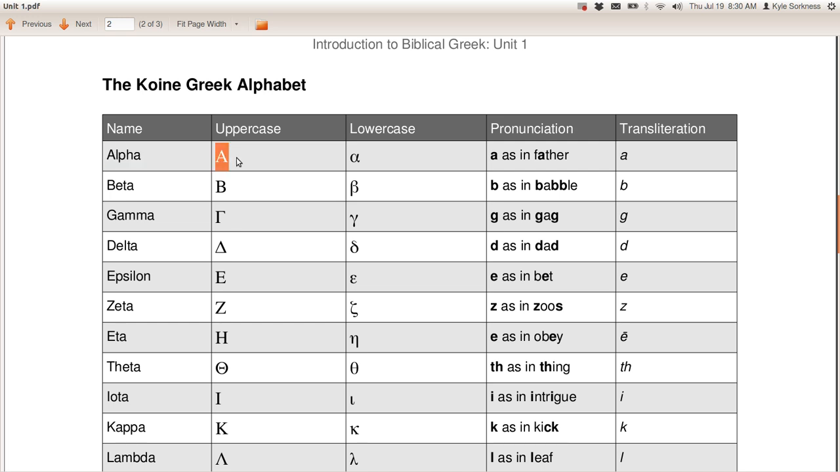It looks just like our uppercase A, and in the lowercase it looks a lot like our lowercase a. It is an "ah" sound as in father.